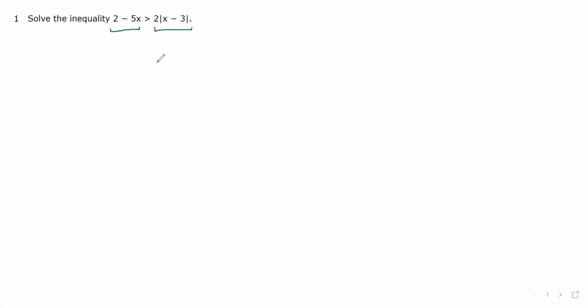Using a graph is so much simpler. Let's say this is the first graph, y1, and this is the second graph, y2. We need to find the values of x so that the graph y1 is above the graph y2. Now, the graph y1 is 2 minus 5x, and the graph y2 is 2 absolute value of x minus 3.